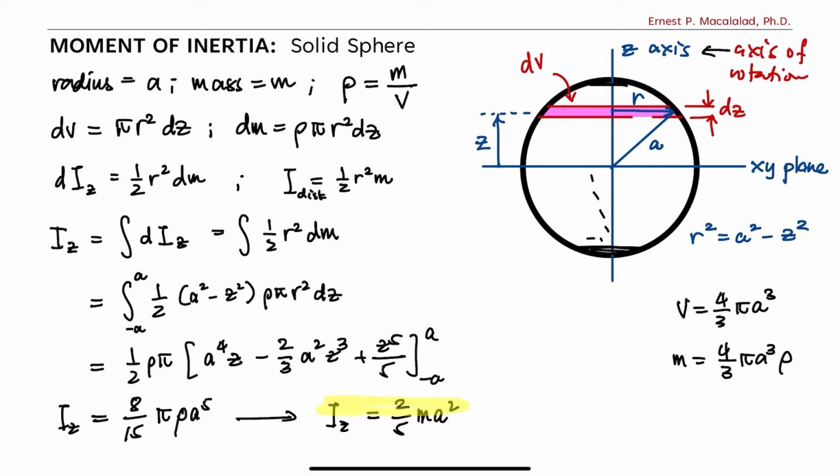So this is the moment of inertia of a solid sphere rotated about an axis passing through its center. In this case, it's the z-axis. This is also applicable if the axis of rotation is the x-axis or even the y-axis, as long as it passes through the center of your solid sphere.